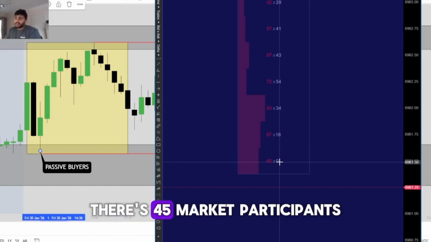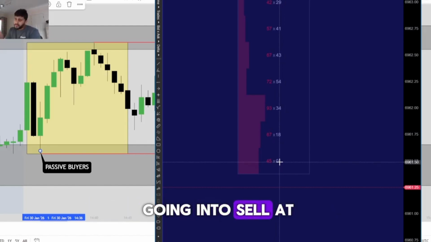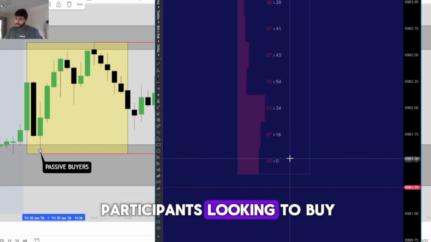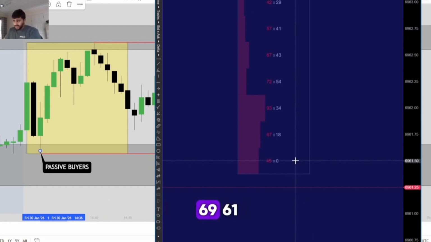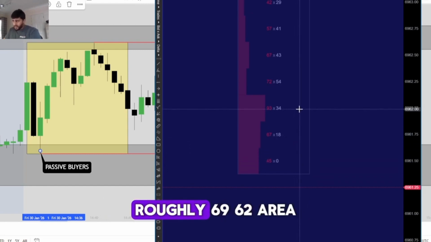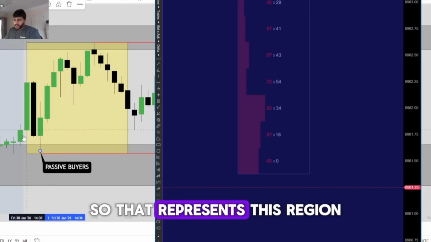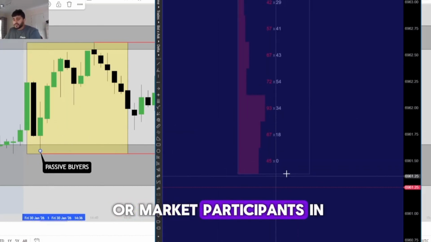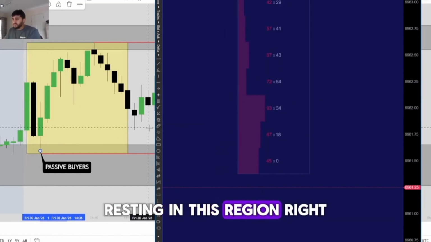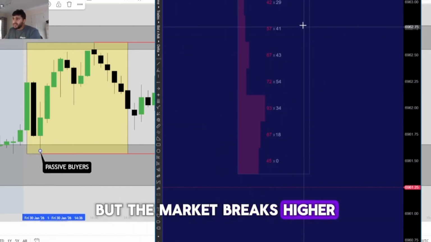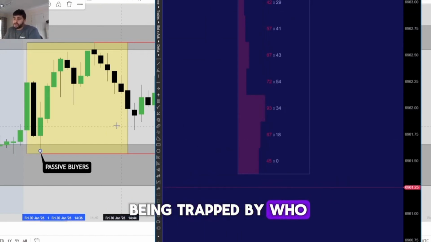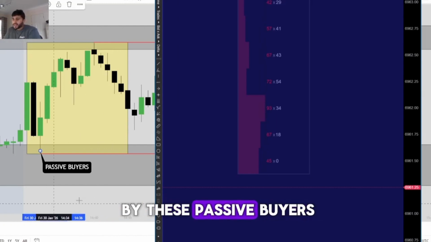There's 45 market participants going in to sell at market prices, aggressively looking to sell, and there's no market participants looking to buy. So this is at 69.61, roughly the 69.62 area. So that represents this region. When we see a lot of aggressive or market participants resting in this region, but the market breaks higher, these sell orders are being absorbed or they're being trapped. By who, right? They're being trapped by these passive buyers.